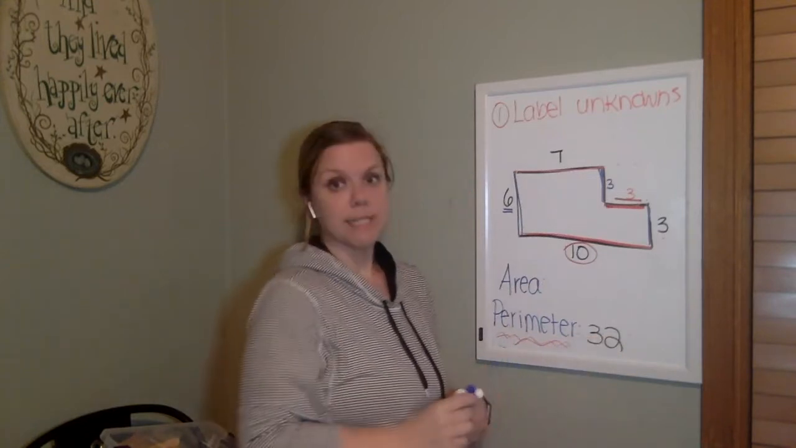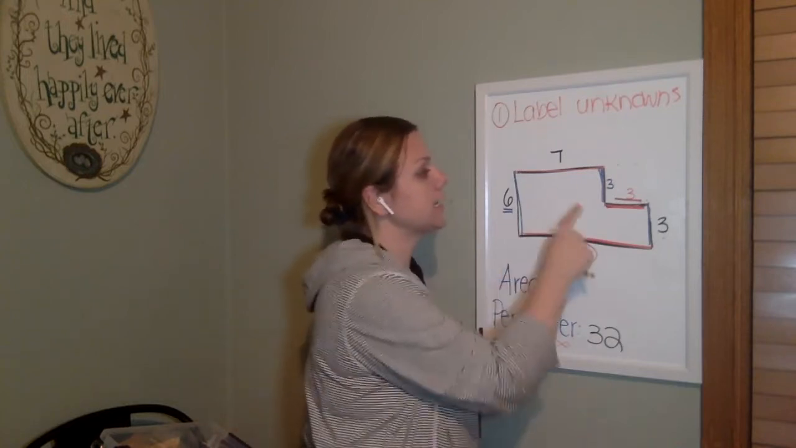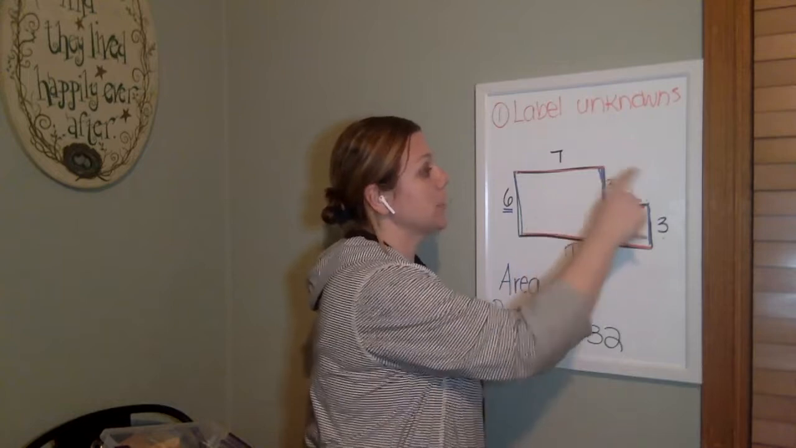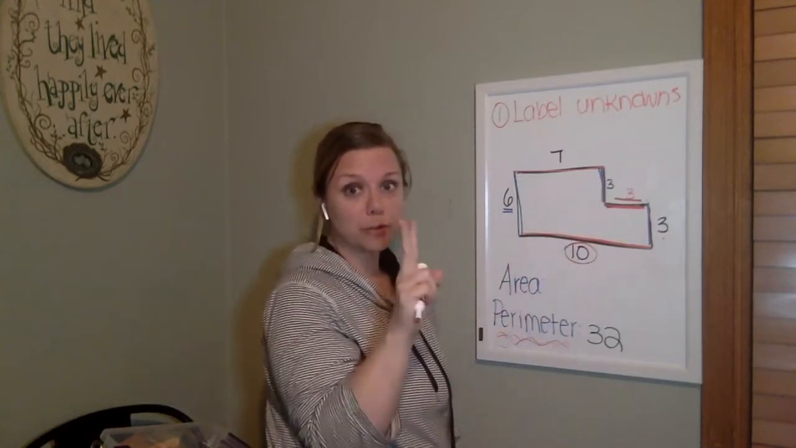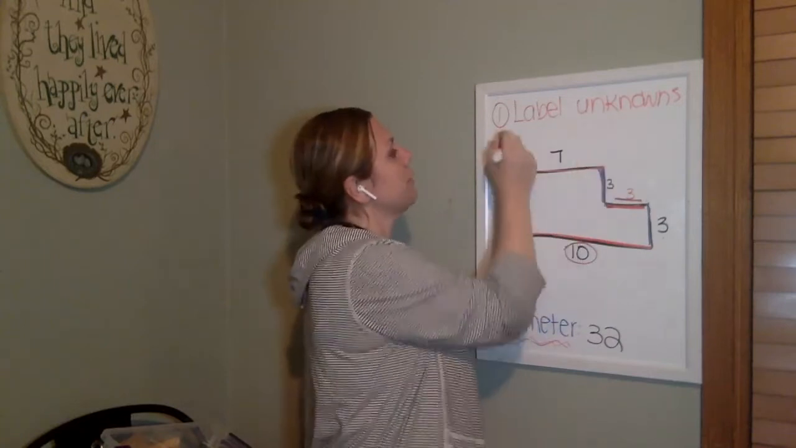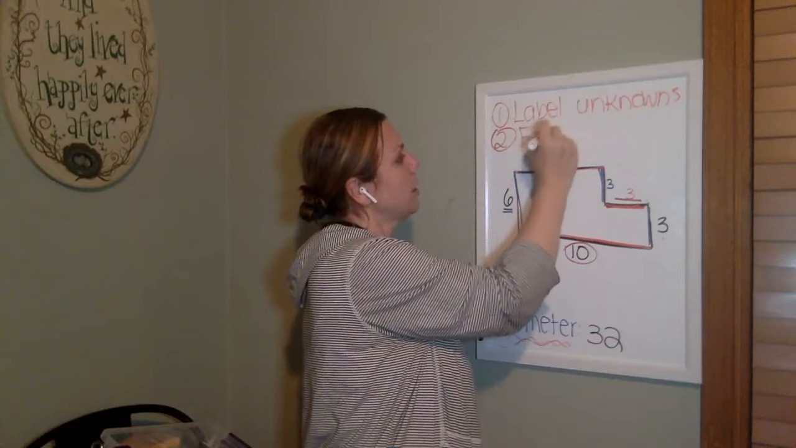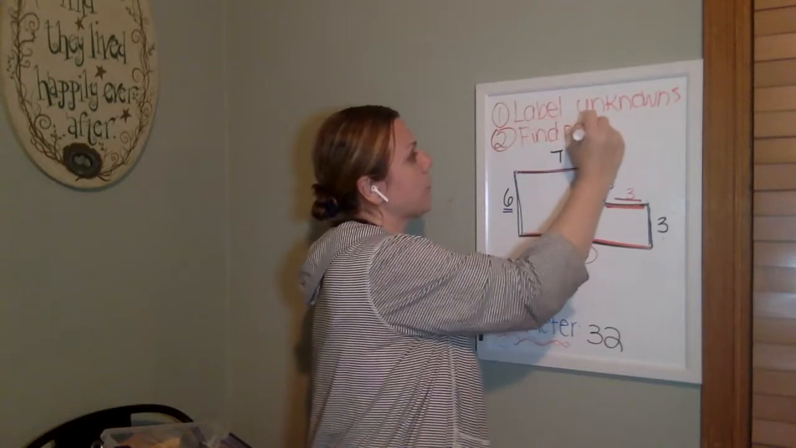Now, however, I need to take this weird shape and I need to figure out the area, the inside. Now, it matters that this part is cut out over here. There's 2 different ways I can approach this. I'm going to show you 2. So label the unknowns was my first step. Then my second step is find the perimeter by adding.